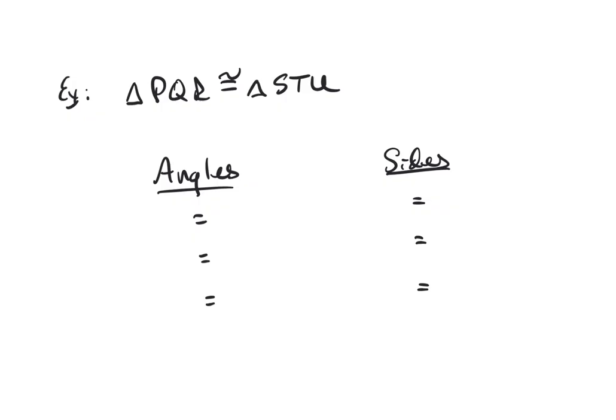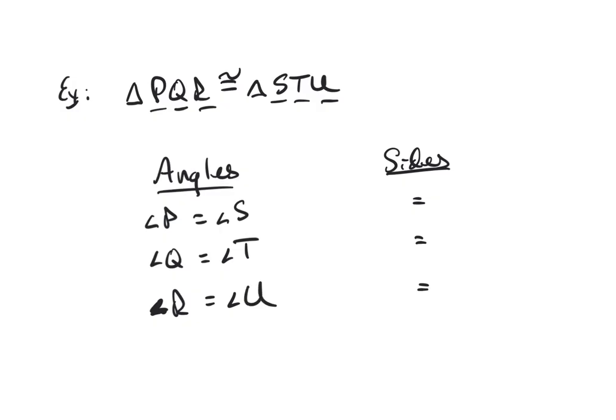I know which angles are equal to which. First equals first, so angle P and angle S have to be equal. Second equals second, so angle Q and angle T have to be equal. And third has to be equal to third, so angle R and angle U have to be equal to each other. So you can tell which angles are equal to which. First equals first, second equals second, third equals third, and so on. And then you can do the same thing with sides.